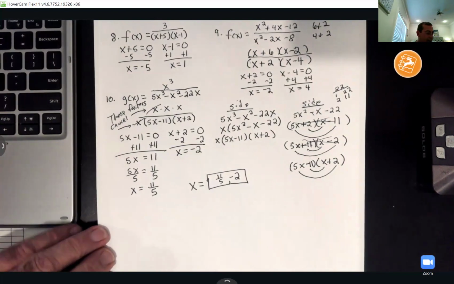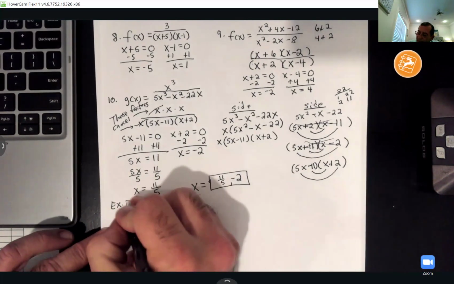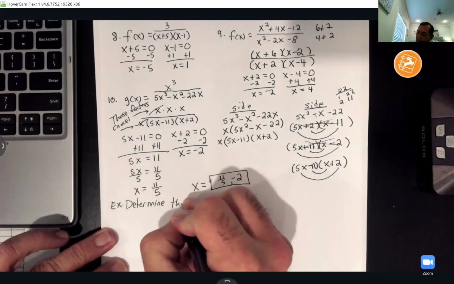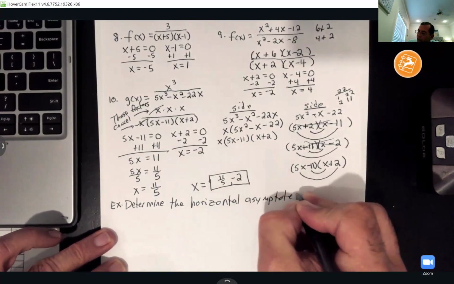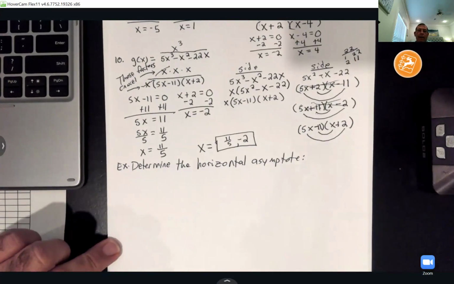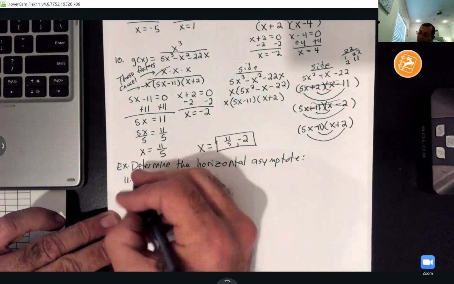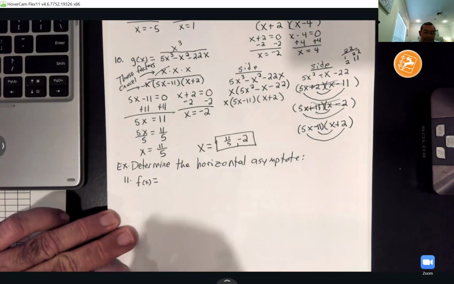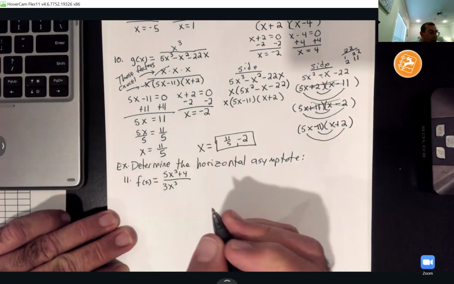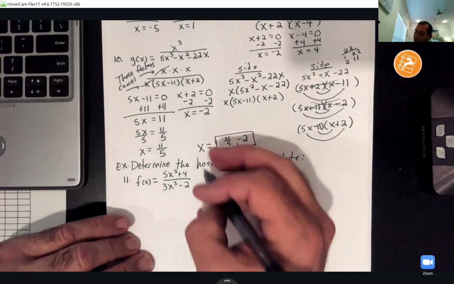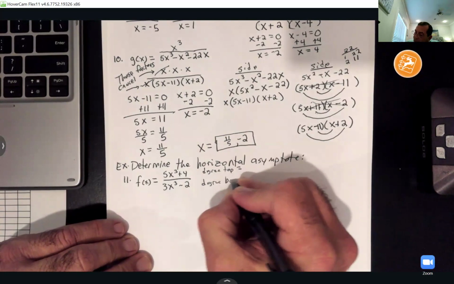All righty, now we got to determine the horizontal asymptotes. So remember, now I'm looking at the degree of the top versus degree of the bottom. So some of these on mine are starting around 11. I got f of x equals 5x to the third plus 4 over 3x to the third minus 2. So look at this. The degree of the top equals, and then the degree of the bottom.